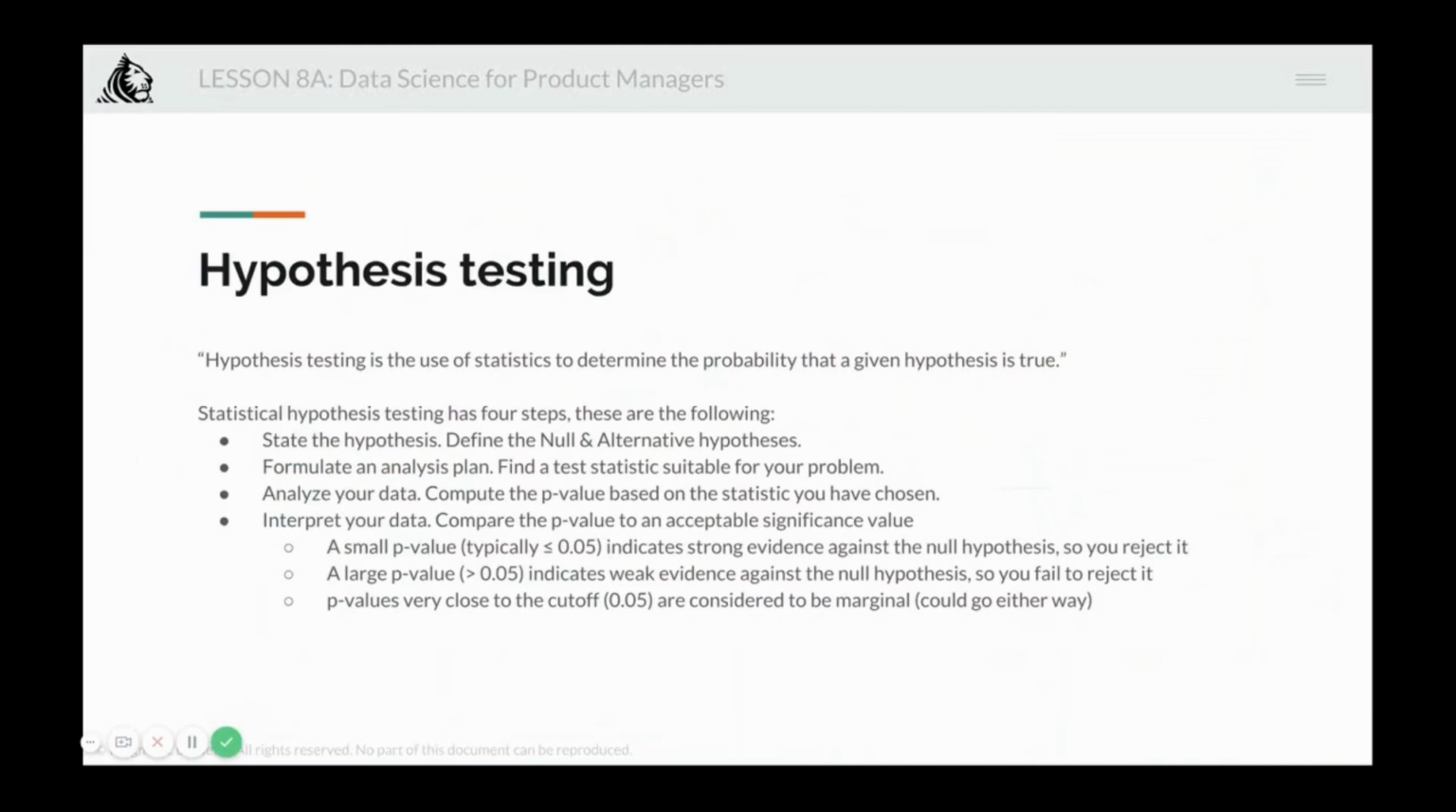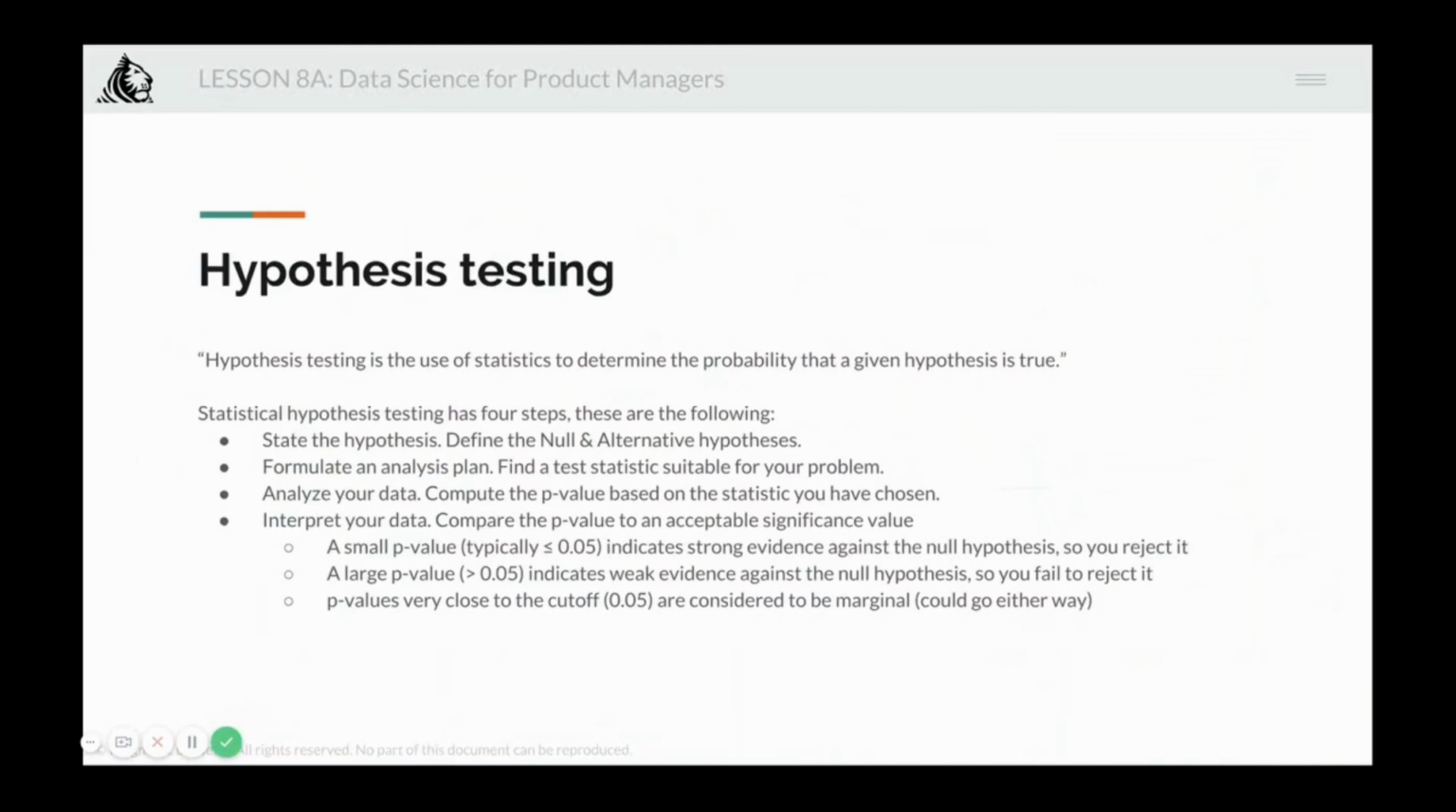Statistical hypothesis testing has 4 steps, and they are the following. First, you state the hypothesis and define the null and alternative hypothesis. You don't just say, I believe that by adding a video, users will be able to understand faster, and that's why they will activate earlier. That is the hypothesis, but you also have to define the null hypothesis and the alternative hypothesis. Then you formulate an analysis plan, that is, how do you measure whatever you're hypothesizing? So find a test statistic suitable for your problem: what exactly are you going to measure and how exactly are you going to measure it?